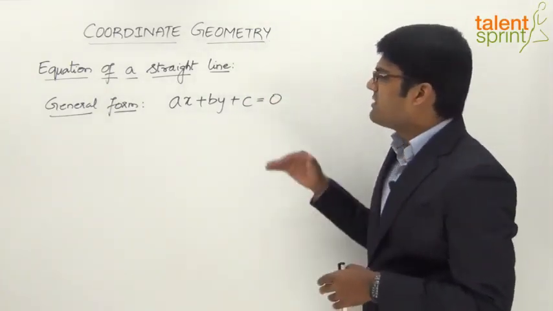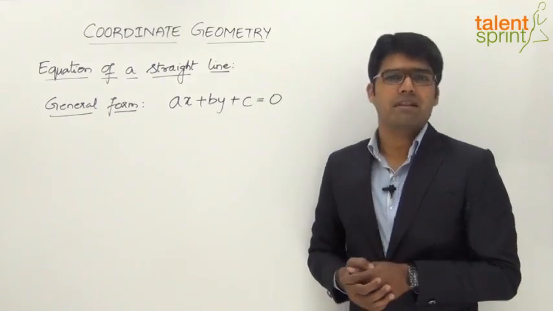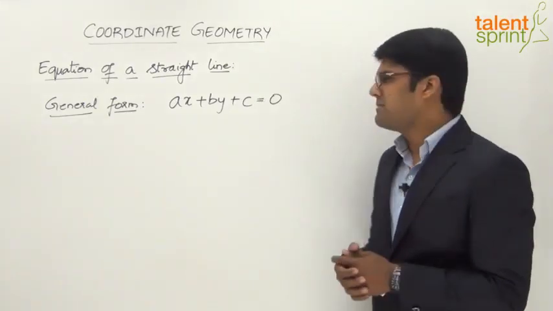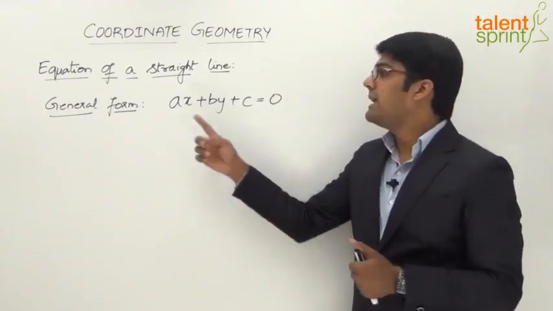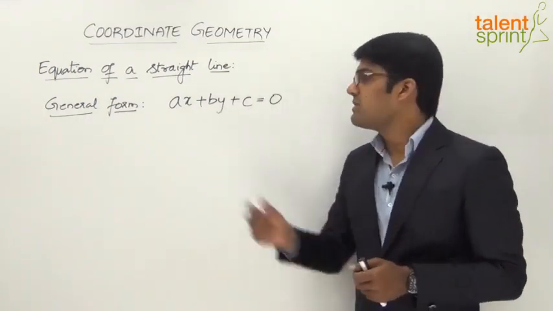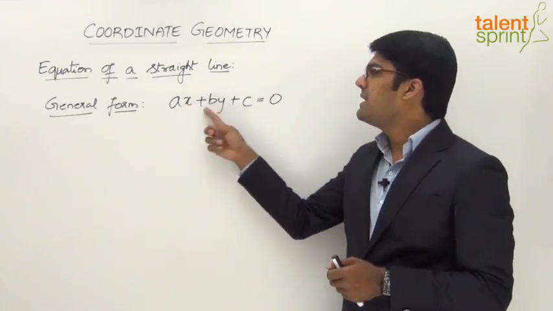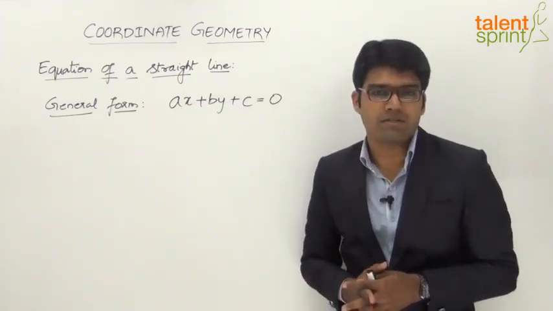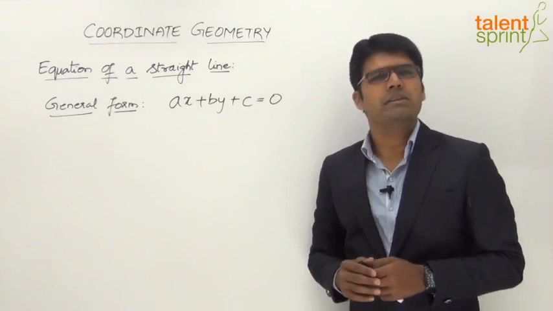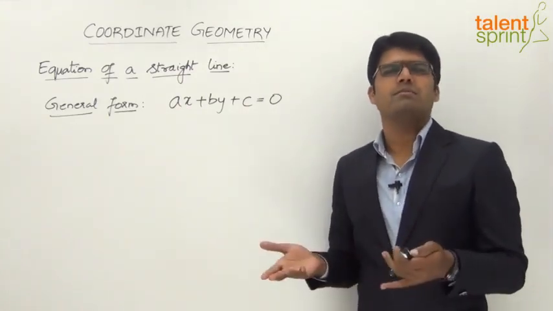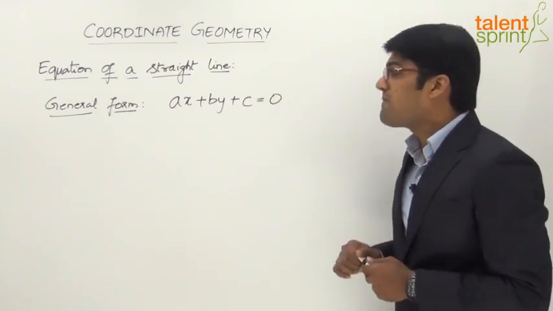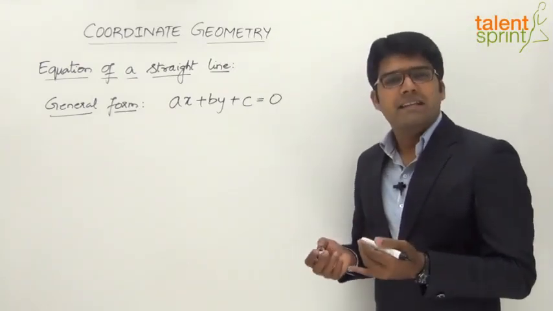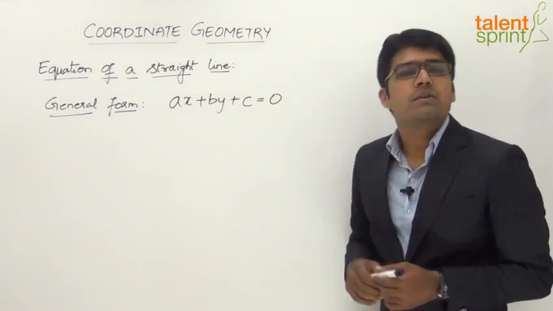Let us look at the general form of the equation. So as you see here, the general form is ax plus by plus c equals to 0. Right? It is a simple linear equation in terms of two variables x and y, and a, b and c are the coefficients. So x and y are the variables and a, b, c are the real coefficients. So this is the general form of equation of a straight line, or a simple linear equation in terms of x and y.